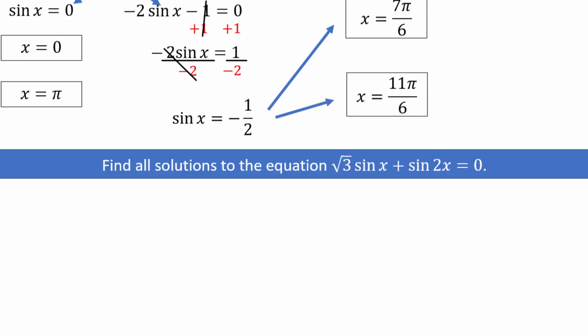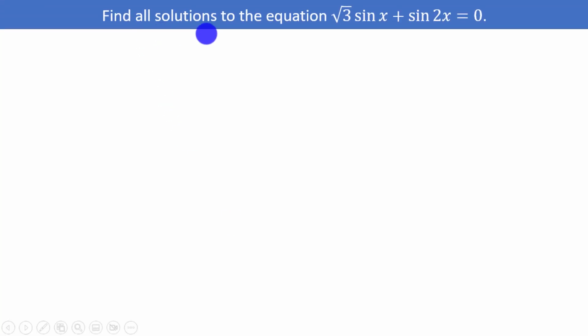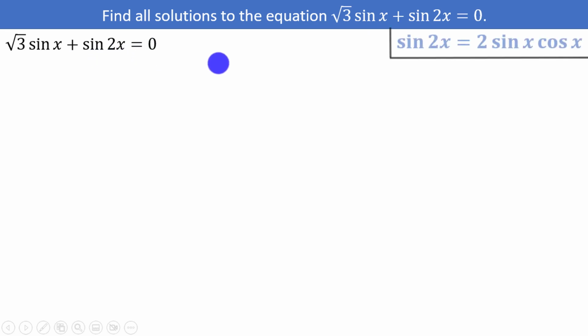Let's try another problem. We are asked to find all solutions to the equation the square root of 3 times the sine of x plus 2 times the sine of 2x is equal to 0. Notice that we are asked to find all solutions and not just the solutions on one revolution of the circle. The first thing I notice is that I have sine of 2x, or sine of a double angle. There is only one double angle formula related to sine, and it is that sine of 2x is equal to 2 times the sine of x times the cosine of x.